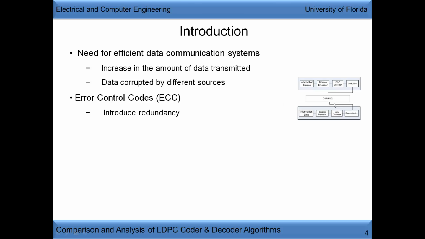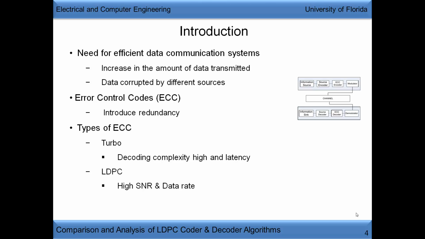The figure here depicts an ECC communication channel. You have an information source, a source encoder, an ECC encoder, a modulator. The channel here introduces corruption followed by a demodulator, ECC decoder, a source decoder to extract the data, and an information sink. The different types of ECC codes are the turbo code and the LDPC code.